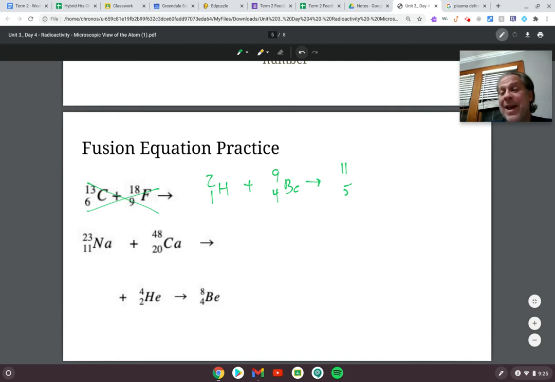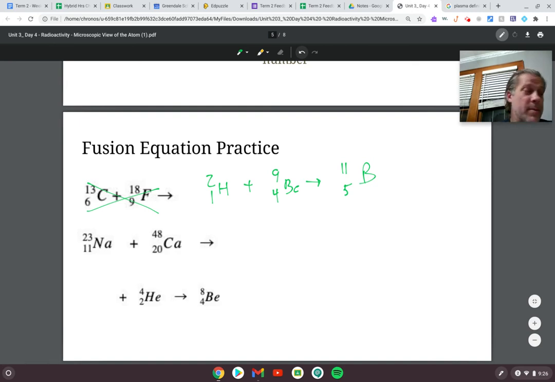I'm going to grab my handy-dandy periodic table and locate atomic number 5. And when I do that, I see that I have boron. So the very first example that I went through is the fusion of boron. Another example, the one below, is sodium fusing with calcium.